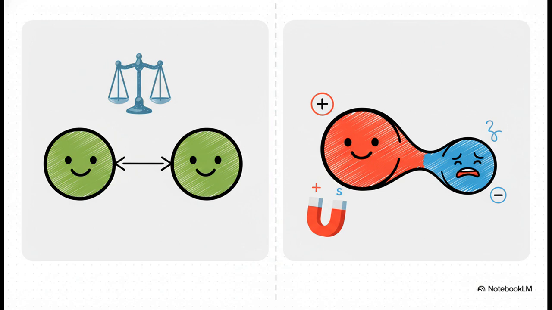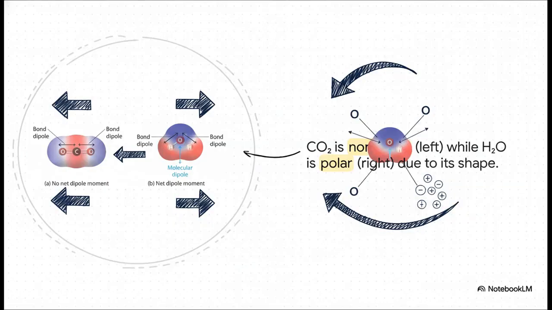Or you can have polar covalent sharing, where it's kind of lopsided. It all just depends on that difference in electronegativity. Let's look at 2 great examples. On the left, you've got carbon dioxide, CO2. The 2 oxygens are pulling on the carbon in opposite directions, with equal force. It's a perfect stalemate, totally balanced, so no charge.